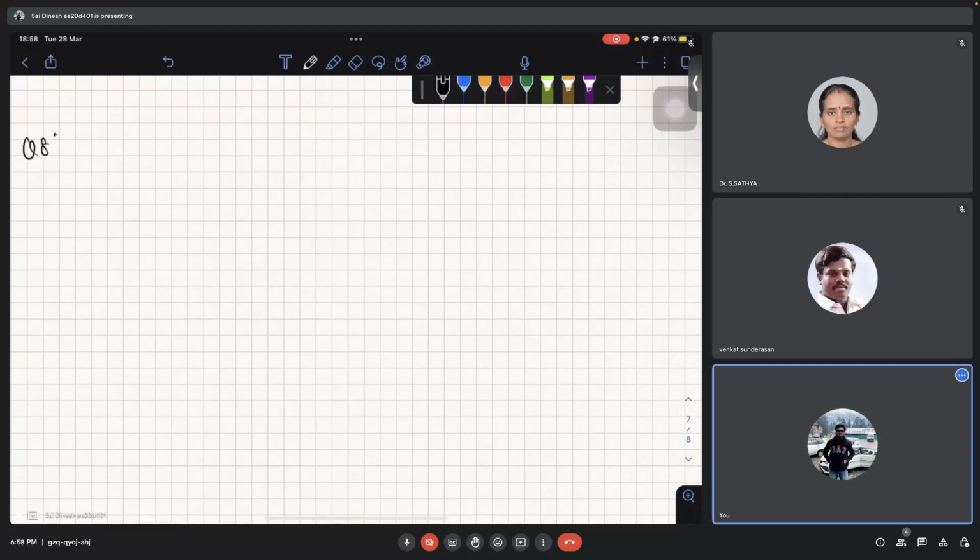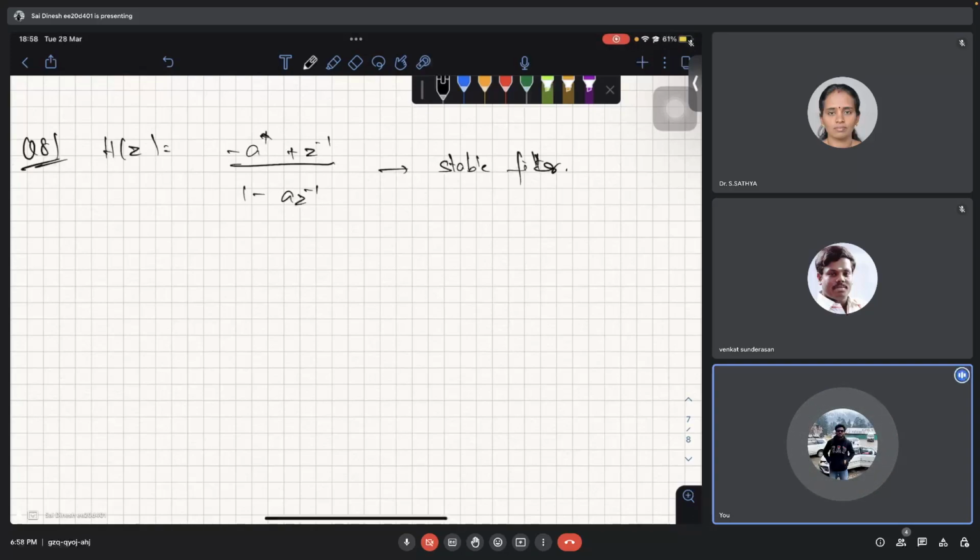Now question 8. Now consider H of z equal to (minus a star plus z inverse) by (1 minus a z inverse). This is a stable filter, right? So now the group delay of a given filter is always positive, always negative, both positive and negative, or insufficient information. Which of it is true?